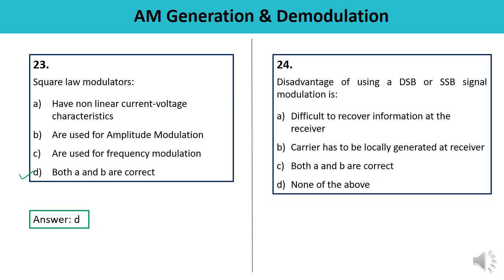Question number 24. Disadvantage of using a DSB double sideband or a single sideband signal modulation. So disadvantage is difficulty to recover information at the receiver. This is correct. It is difficult. Carrier has to be locally generated at the receiver. This is correct. So next option is both A and B correct. A and B are correct. It means here the answer is C.